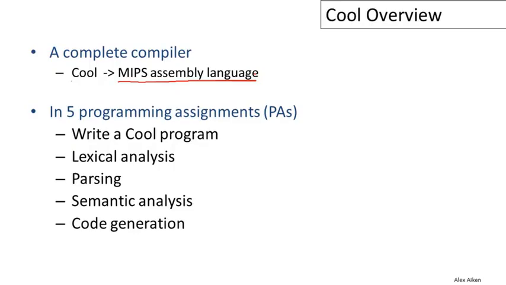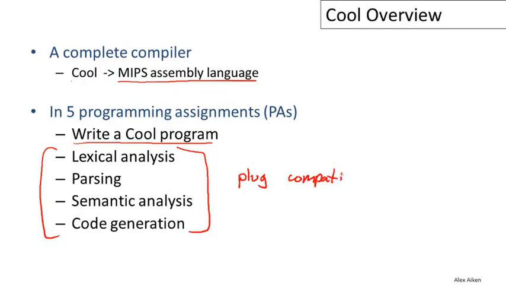The project is broken up into 5 assignments. First, you're going to write a COOL program, and that program itself will be an interpreter to give you a little bit of experience with writing a simple interpreter. And then the compiler itself will consist of the 4 phases that we discussed: lexical analysis, parsing, semantic analysis, and code generation. And all of these phases, I should emphasize, are plug compatible, meaning that we have separate implementations, separate reference implementations of each of these.